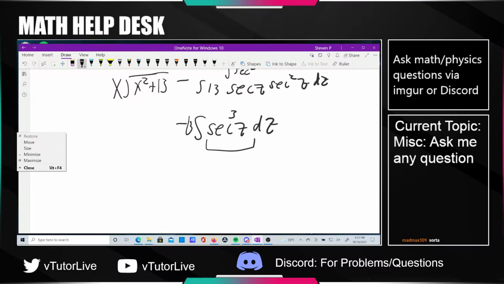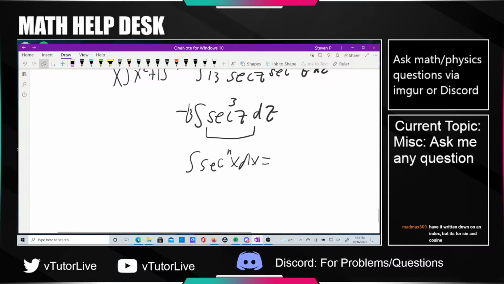So it looks to me like, if I just look it up on Google, it's saying that this integral of secant nx dx is equal to... wow, why does this have to be so complicated? N minus 2. Oh, sorry, I have to find the correct one. I have it written down on an index, but it's for sine and cosine. Yeah, I just never had seen this reduction formula before, right? But looking it up, I guess you can prove this by integration by parts. I've never actually done it myself.